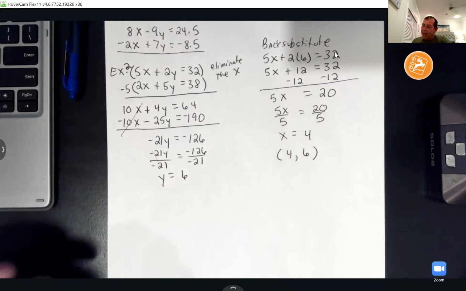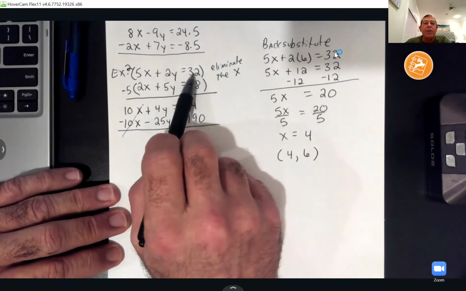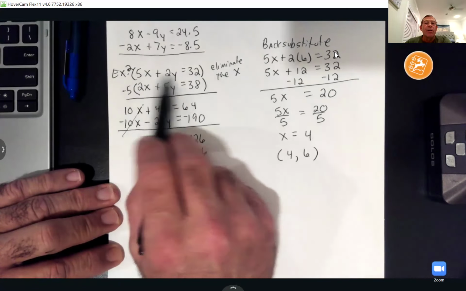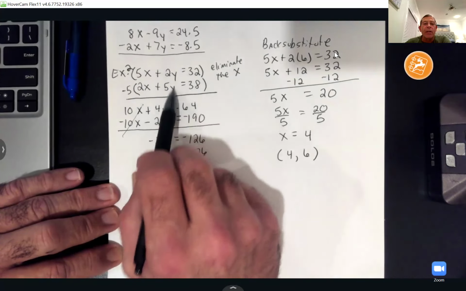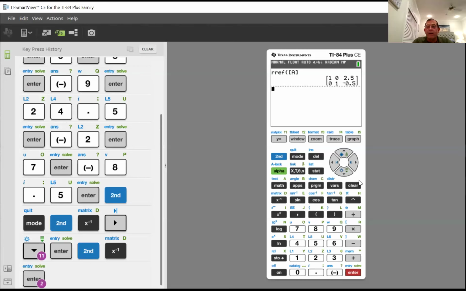But let's do it in the calculator. Now, in the calculator, I'm going to put the original equation, 5, 2, 32, and then I'll do 2, 5, 38. Remember, it's 2 equations by 3 columns. Okay? All right, so I'm going to go back to the calculator. I'm going to clear this all off.